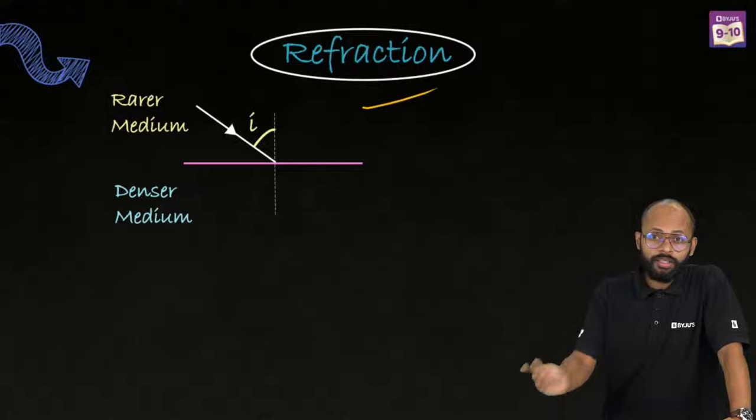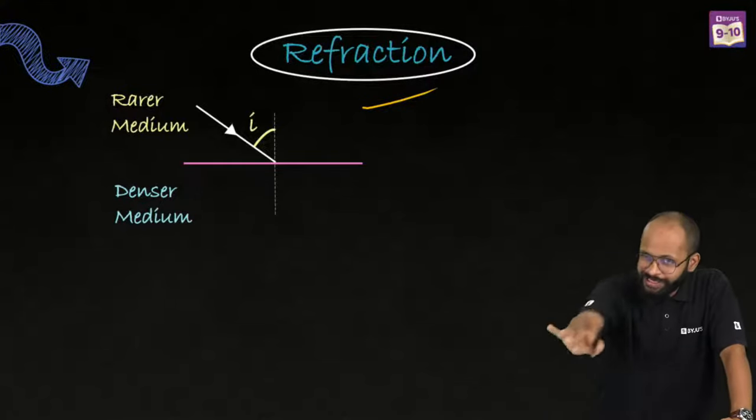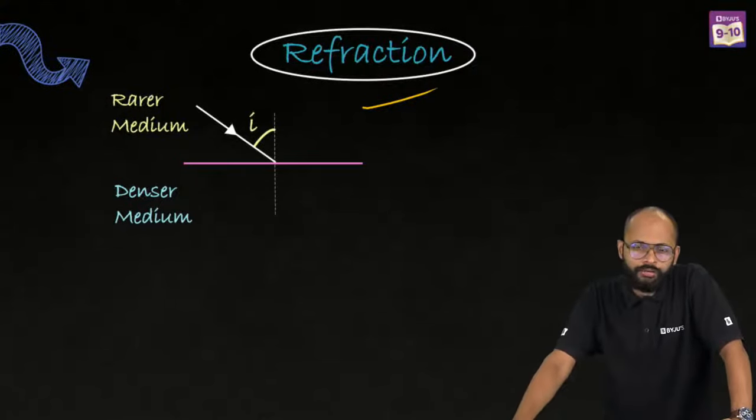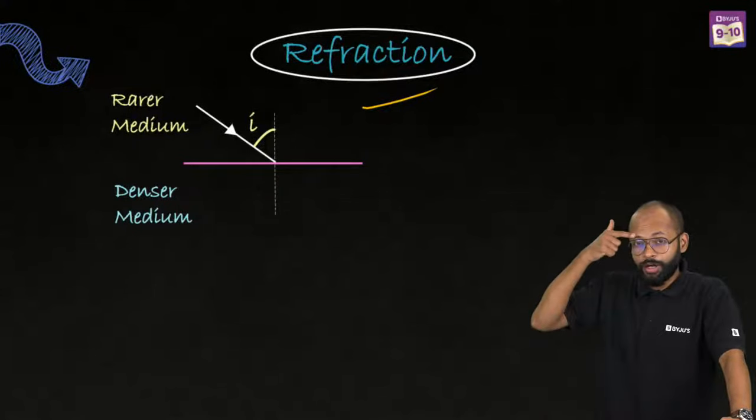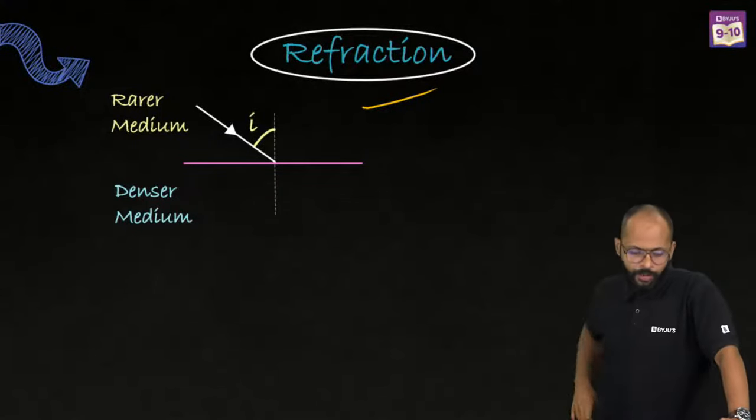There is a nice analogy of why light slows down. Fermat's principle of least time, there is a thing called this. That's why.